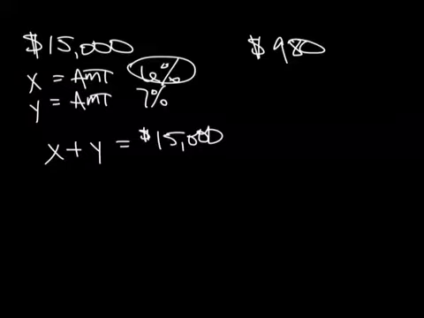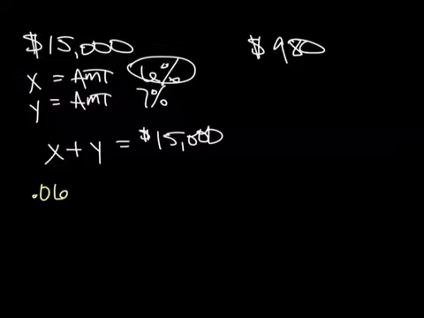We know that if he took the amount he invested at 6%, X, and multiplied it, and we're going to change our 6% to a decimal. Always have to do that. Remember, you can never do math with a percent.